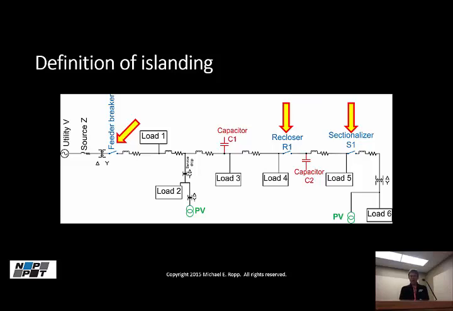I would point out that if I open, say, that sectionalizer S1, it would be nearly impossible to get an island to form out there because, as you notice, there's no VAR source. If I was operating the PV off of unity power factor, I suppose I could, but almost everything in the system is inductive, so something's got to be a source of VARs, and the closest capacitor is upstream from that sectionalizer. So this would be a case where I wouldn't even worry too much about sectionalizer S1. You're not going to get an island there.